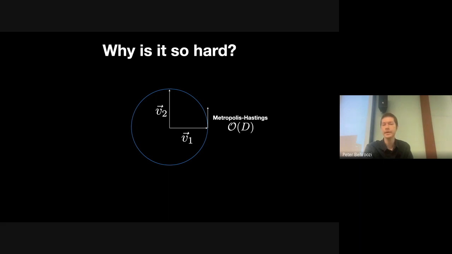Okay, so it ends up scaling that you need of order the number of dimensions of evaluations of the likelihood function to even step from V1 to V2, to diffuse your way along the high dimensional surface like this.